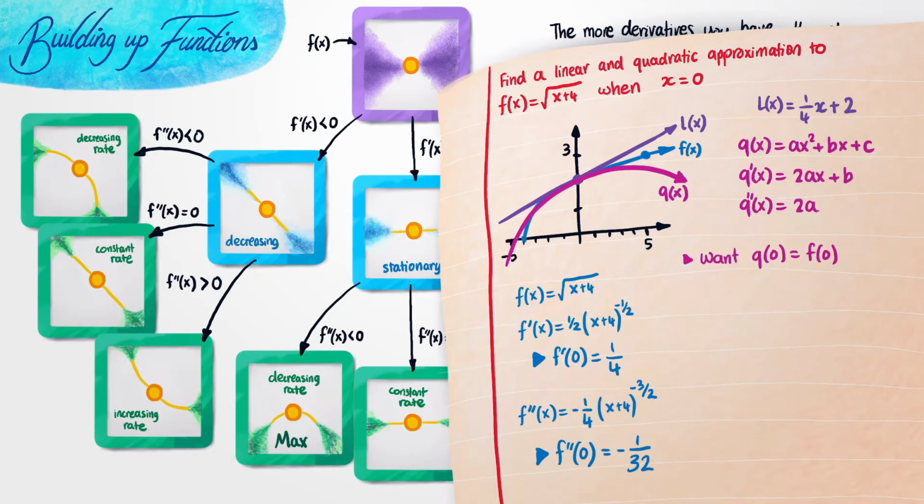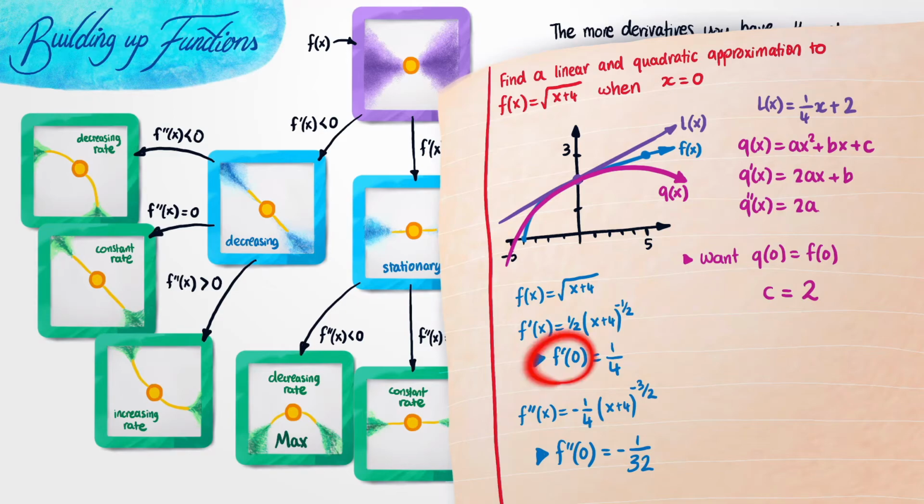Now, as we know, the function value when x equals 0 is just 2, because the square root of 4 is 2. And the function value of q of x when x equals 0 is just going to be c, because both of these terms are going to cancel out. And just like that, we immediately find the value of c. And now we continue just like we did before.